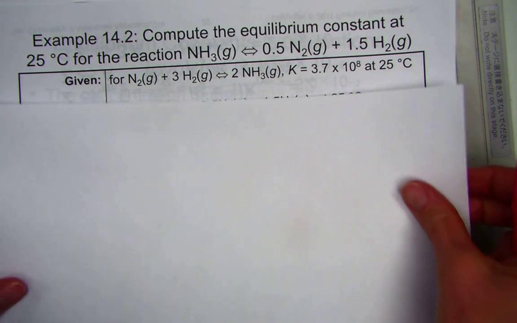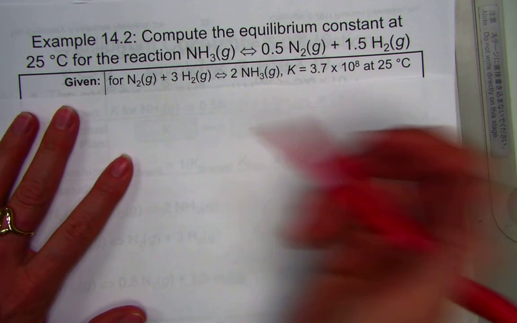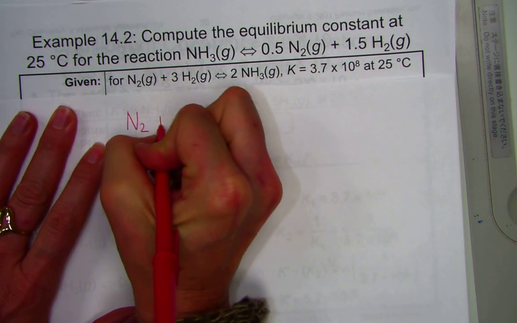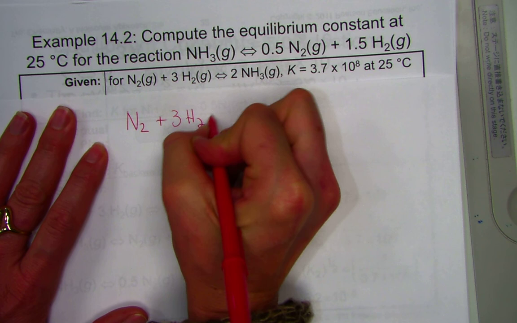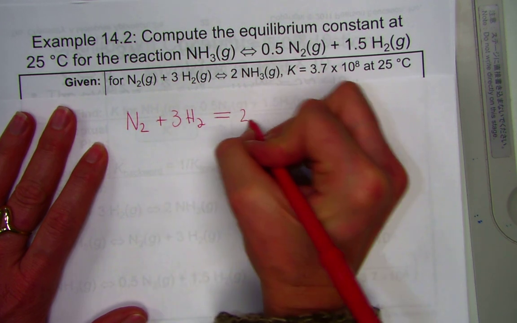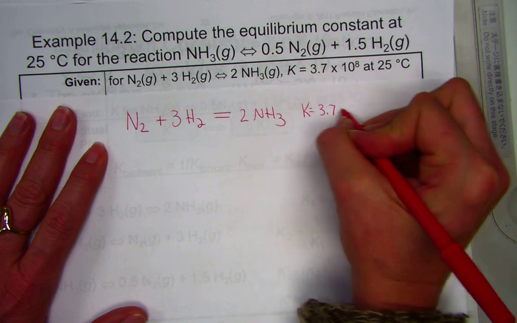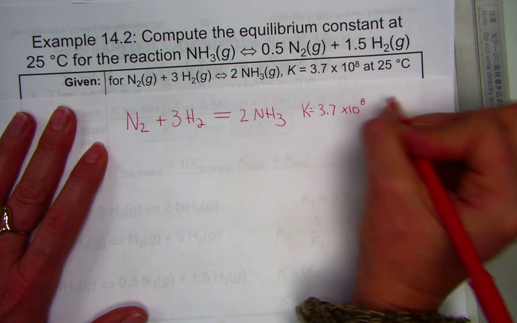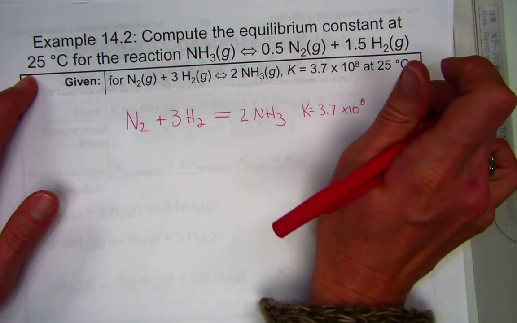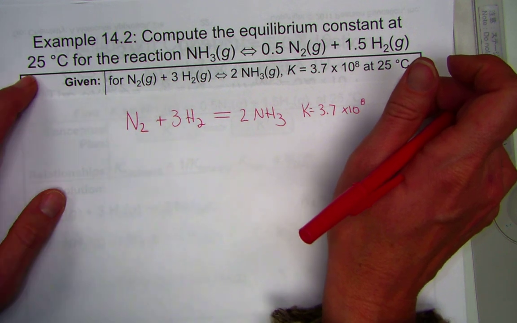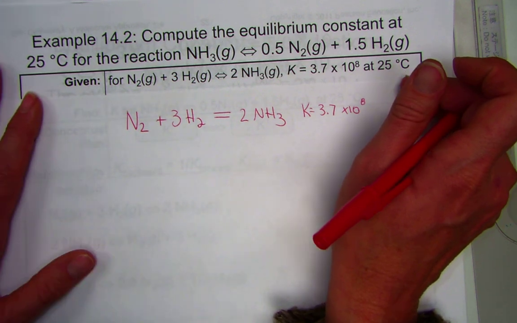Let's cover up what we know so far and work together. So nitrogen and 3 hydrogen are in equilibrium with 2 ammonia. And this K is 3.7 times 10 to the 8th. Temperature hasn't changed. Equilibrium constants are generally given at 25 degrees, which is about room temperature.